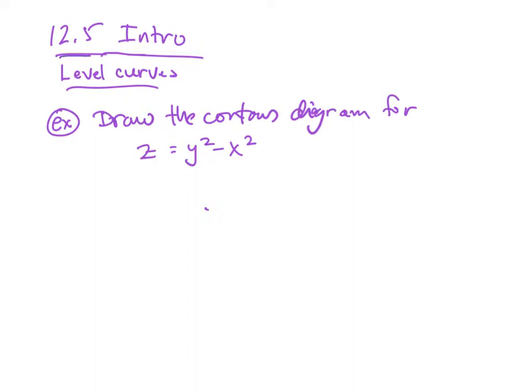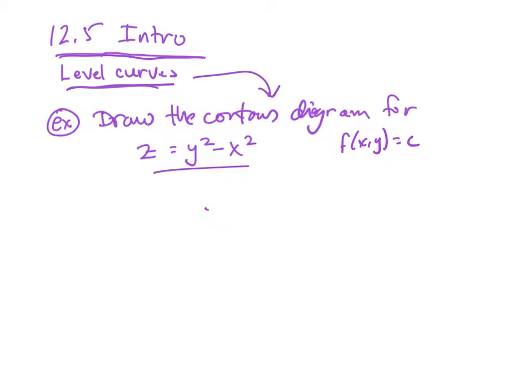In 12.5, we're going to look at level surfaces, but before we do that, we want to do the level curves. Level curves is another name for contour diagram. I want to do the contour diagram for z is equal to y squared minus x squared. What happens with this is that we want f of x, y to be equal to c.